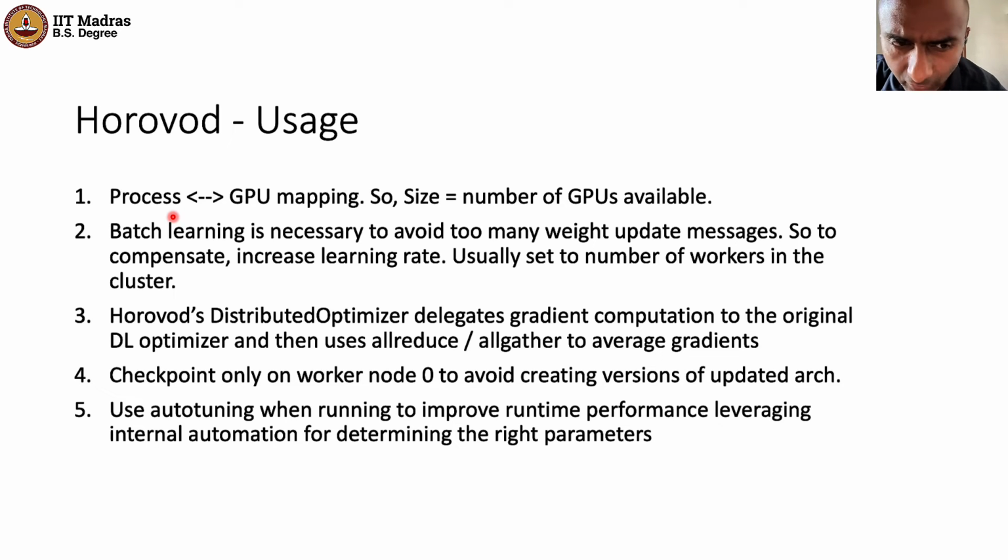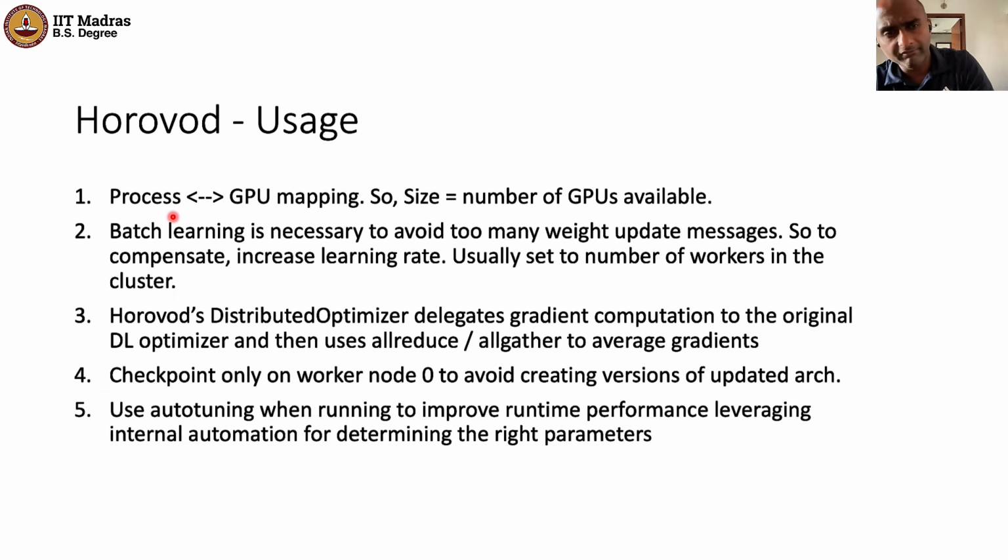Because every worker has its own copy of the model that it trains on, it's not necessary to checkpoint on every worker. That's a waste of effort. So typically what happens is you just checkpoint based on one of the workers, which is worker node 0 as an example, and then you can use that as a basis for recovery in case something goes wrong.